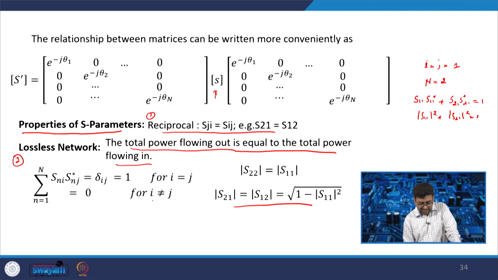Similarly, if you consider i not equal to j, and S22 is equal to S11, then your total power flowing out is equal to total power flowing in, and your network is lossless. So by seeing the S parameter itself, you can identify whether your network is reciprocal or lossless, and it is very important in RF circuit design to find out whether your network is lossless or reciprocal.